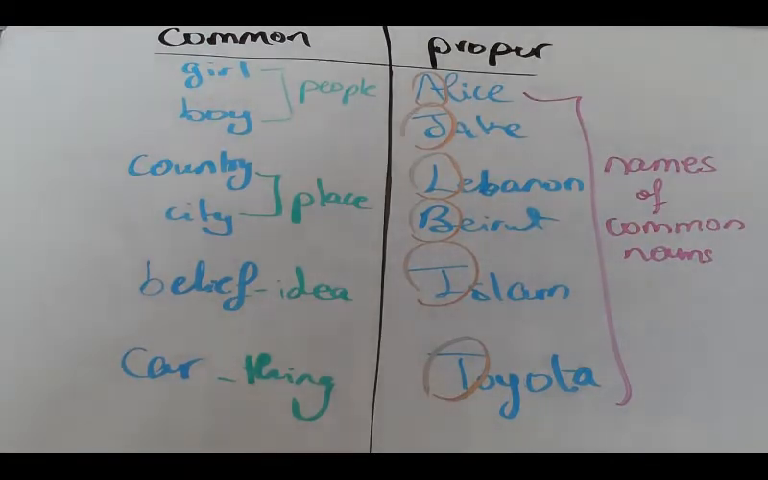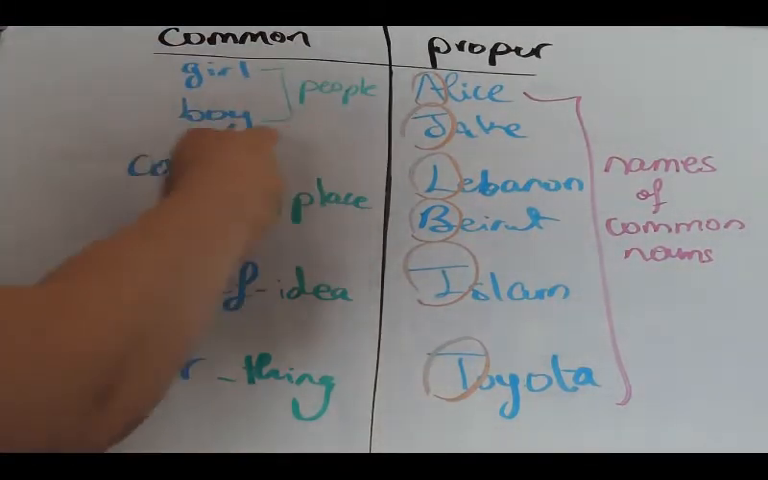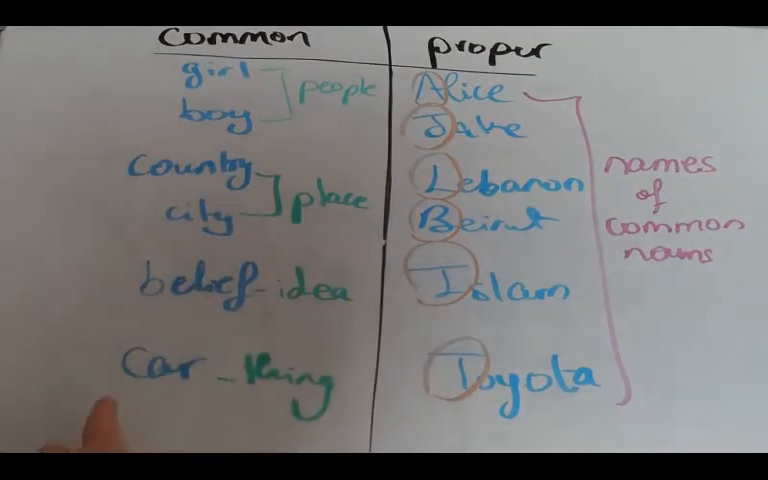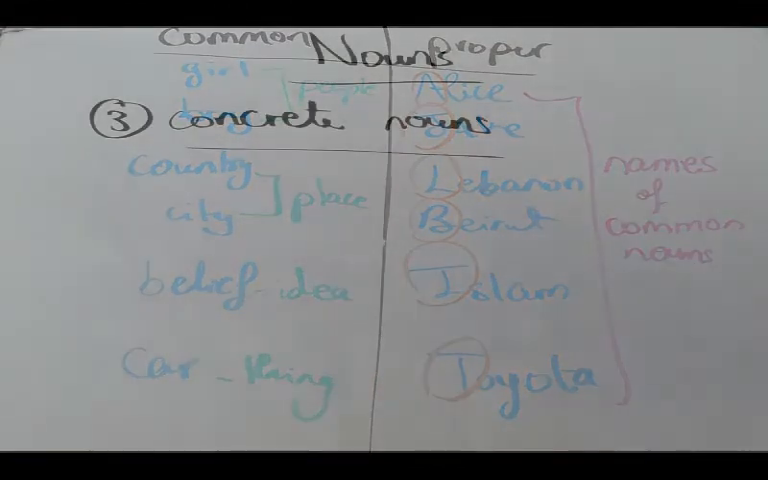And as you can notice, for the proper nouns, I circled the initials just to emphasize that we always capitalize them in proper nouns. We always have to capitalize initials in proper nouns. This is what makes them special, that I'm being specific. Okay, so proper nouns are names of the common nouns. Girl, Alice. Boy, Jake. Country, Lebanon. City, Beirut. Belief, Islam. And car, Toyota.